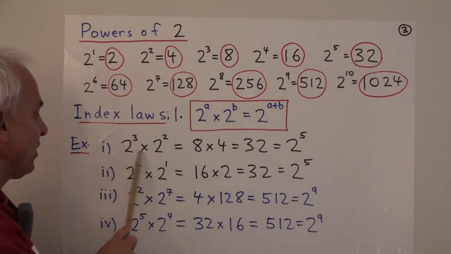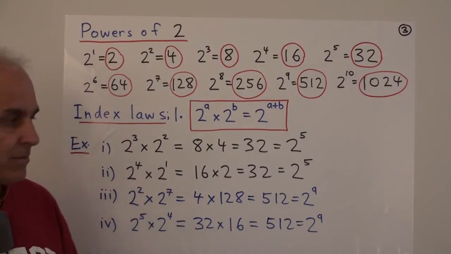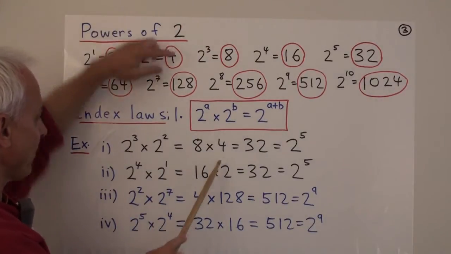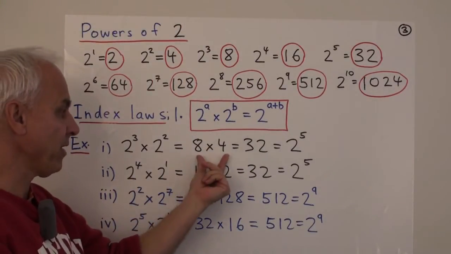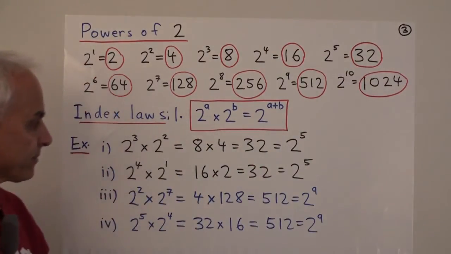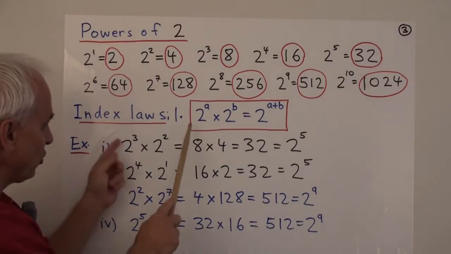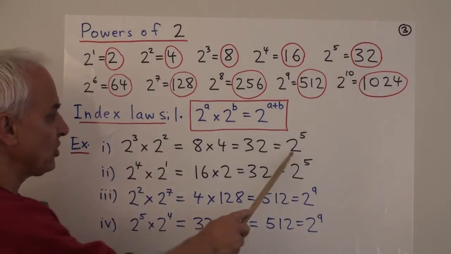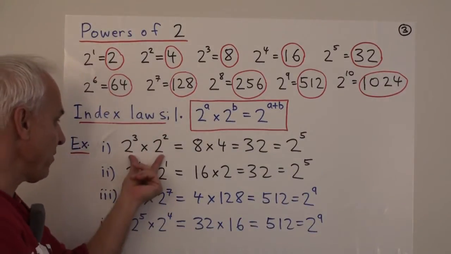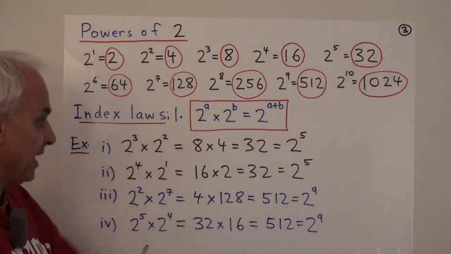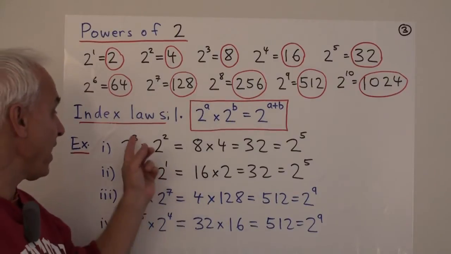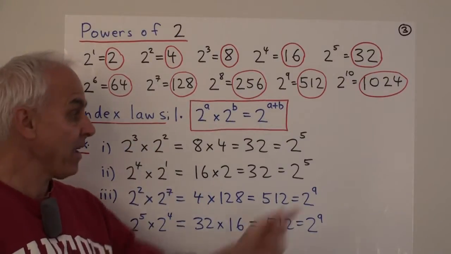Say 2 cubed times 2 squared. Well, 2 cubed is 8, and 2 squared is 4. So this is the same as 8 times 4, which we know is 32. And 32 is 2 to the 5th. So we do see that, in fact, 2 cubed times 2 squared is 2 to the 3 plus 2. Right? So we could have gone from here to here directly using the index law. We just remember that when we're multiplying powers of 2, then the exponents add.